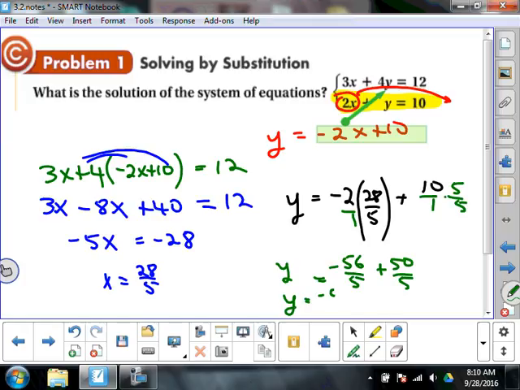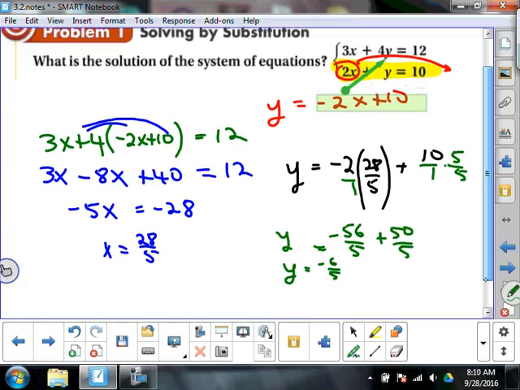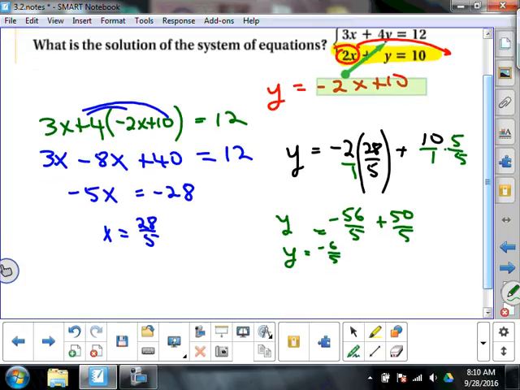Negative 6 over 5. Wow. Kind of crazy. Is that good enough for our answer? We have to write our answer as coordinates or ordered pairs. So our answer is something comma something, x comma y: 28 fifths, comma, negative 6 fifths.